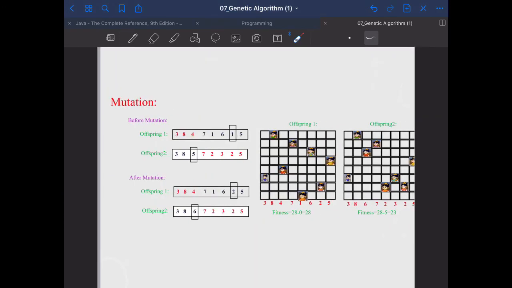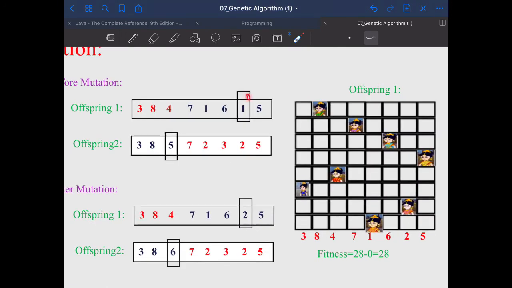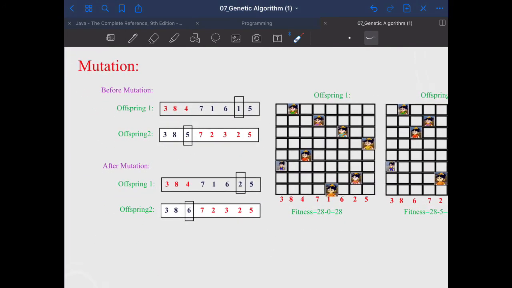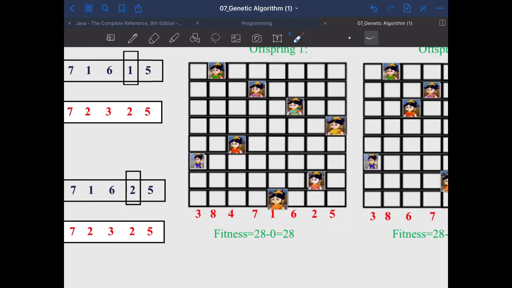After the crossover, we go to mutation. Mutation is really easy. You just pick one point in the chromosome sequence and increase it by 1. So we are taking 1 here and increasing it by 1, so this becomes 2. Take 5, increase it by 1 to get 6. Now this is another offspring.